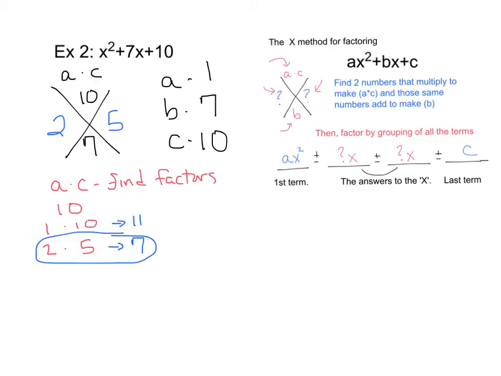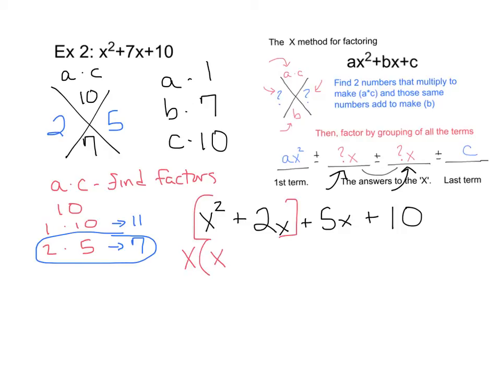So let's write it all out together. Our first term, x squared, plus our first question mark term, which in this case is 2x, plus our second question mark term, which is 5x, plus our last term, which is c. So we get x squared plus 2x plus 5x plus 10. Once again, we're going to go ahead and factor by grouping. I can pull an x out of these two and get back x plus 2. And I can pull a 5 out of these two values and get back x plus 2 again.